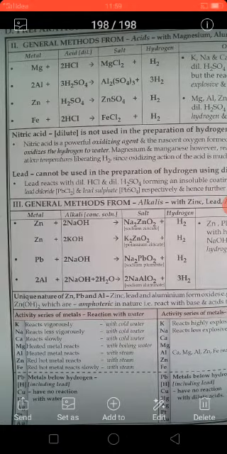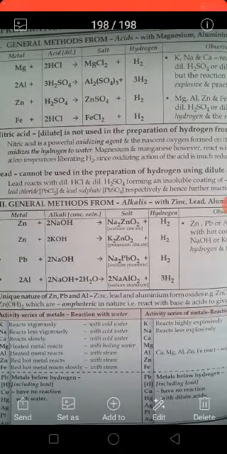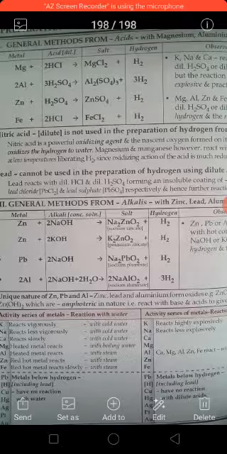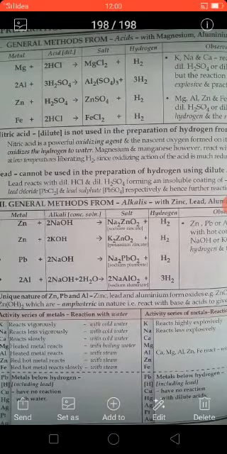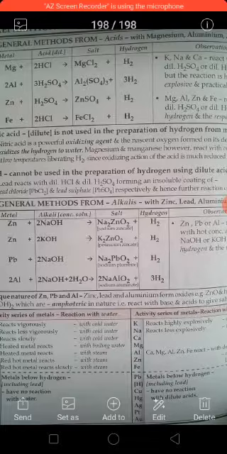Next, coming to the very important metals, of course, they are very special: zinc, lead, and aluminium. These three important metals we call amphoteric in nature. They react with acids as well as bases to form salt and water. Last year also we studied these three important metals, and of course the reaction of these three metals is very important. Many times it is asked.